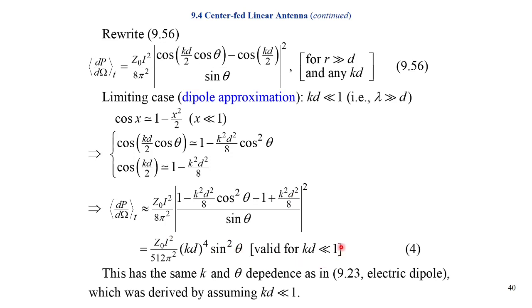This is valid for kd smaller than 1, this case. And this one is valid for any value of kd. So this has the same kd and theta dependence as in section 9.2, electric dipole, which was derived by assuming kd smaller than 1. Okay, we just double check everything.